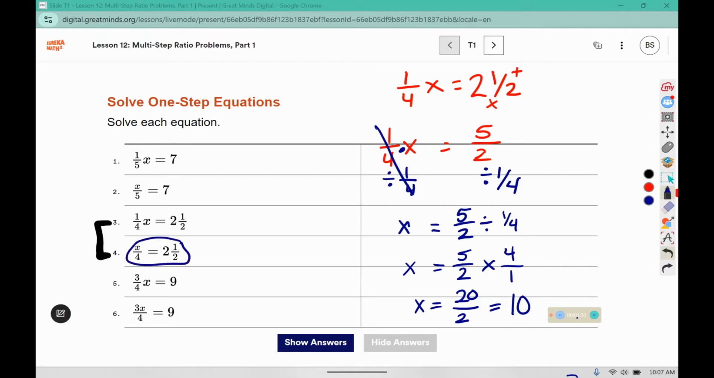Now, this question is the same exact thing, it's just written in a different format. But we can rewrite x/4 as 1/4 x, and then the problem proceeds the same way. We can also think of it as being divided by 4, so to undo division, we would multiply by 4 on both sides. These would undo each other. 5 times 4 is 20/2, and we still get 10.